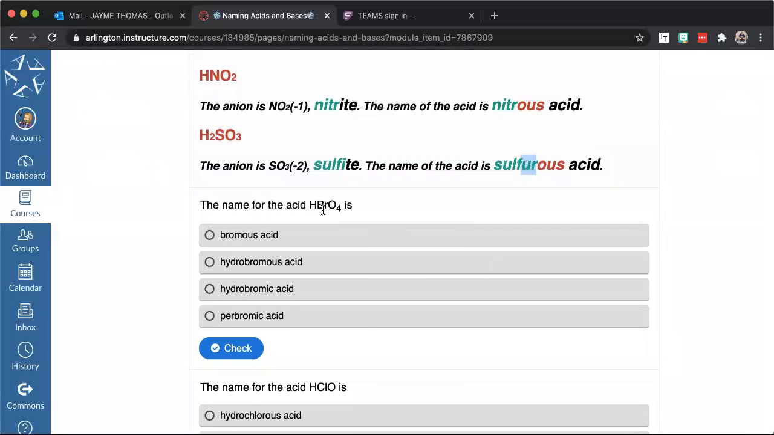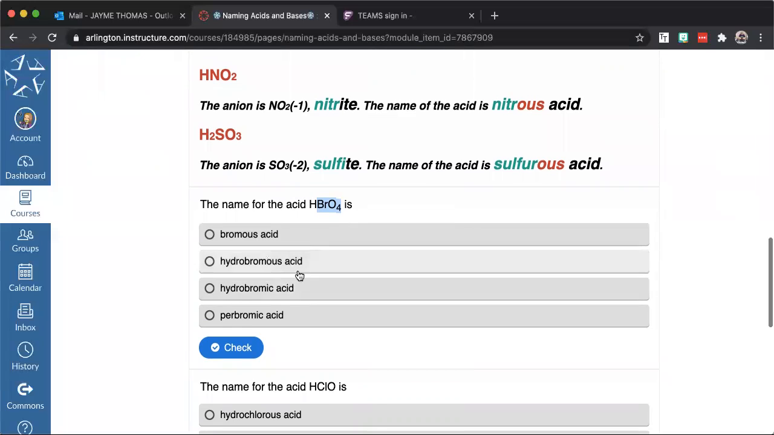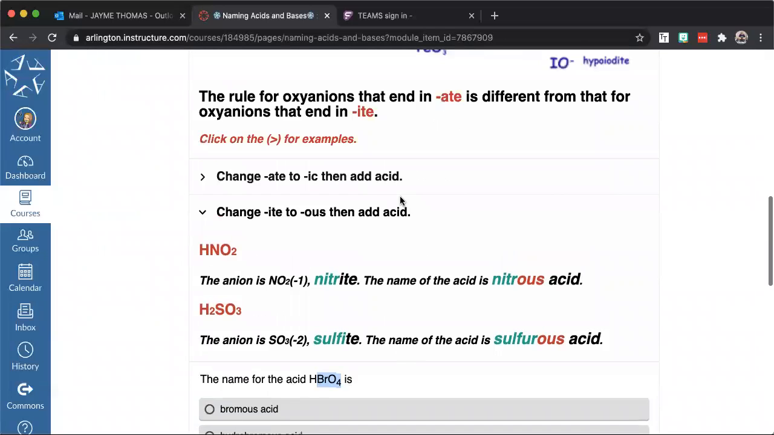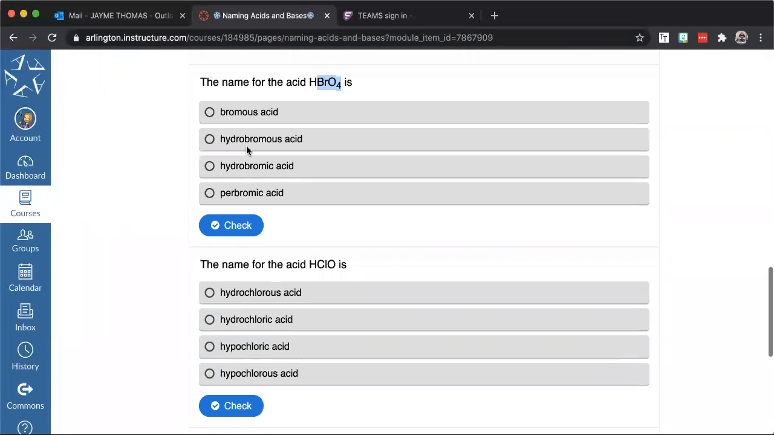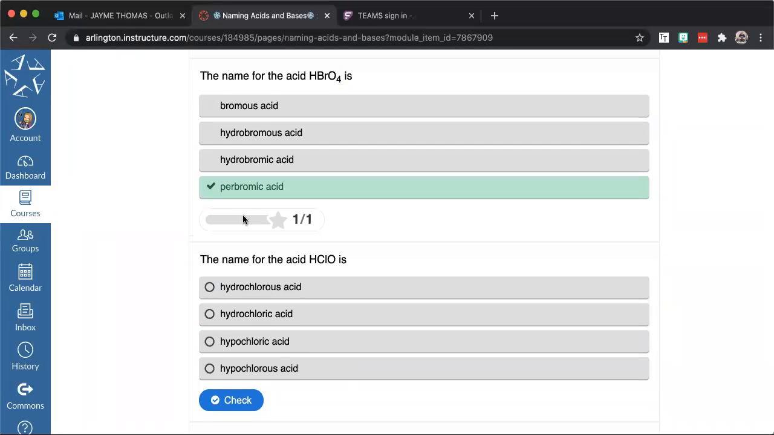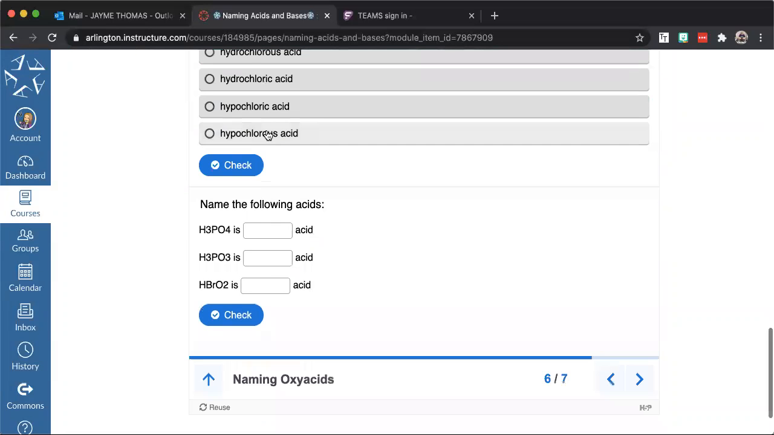If I was looking at this one, I have HBrO4. So I know it's an acid because it's got H. I know it's an oxyacid because it's got oxygen and another element with the hydrogen. I need to look up what is the name of BrO4. First off, I should eliminate the second and third answer choices because I know it's not going to have hydro because it's not binary. So now I need to know, is it bromous or is it perbromic? So I need to know the name of BrO4. If I come up to my list, BrO4 is right here, it's perbromate. So since it ends in ATE, that would drop off and change to IC. And so this one should be perbromic acid, if I check it. And then you have some more down here that you can practice with as well.